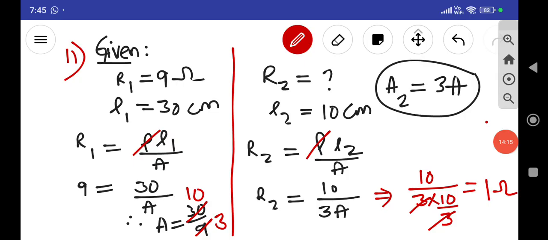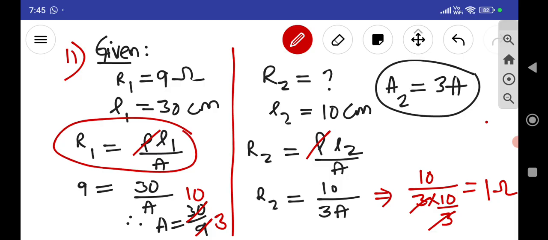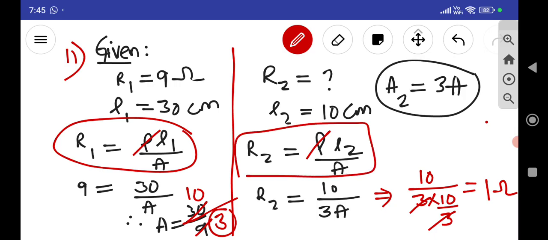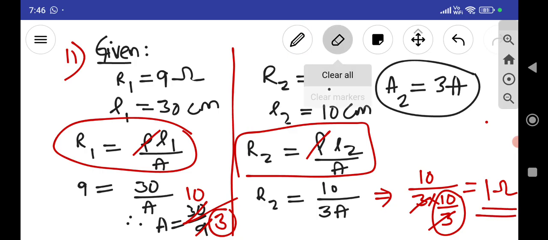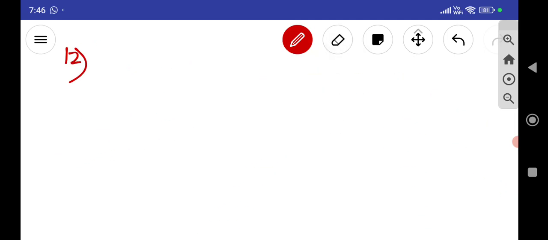Now let us solve 11th question. So they have given R1 is 9, L1 is 30 centimeters and R2 we have to find out. L2 is given as 10 centimeter. So area of cross section becomes 3 times is given. So applying the formula, R1 will get the value of A, that is nothing but 10 by 3. Second one, substituting that in the formula, so R2 is equal to 10 length divided by 3A, A is equal to 10 by 3, so we cancel it out and finally you get R2 is equal to 1 ohm. Hope you have understood.